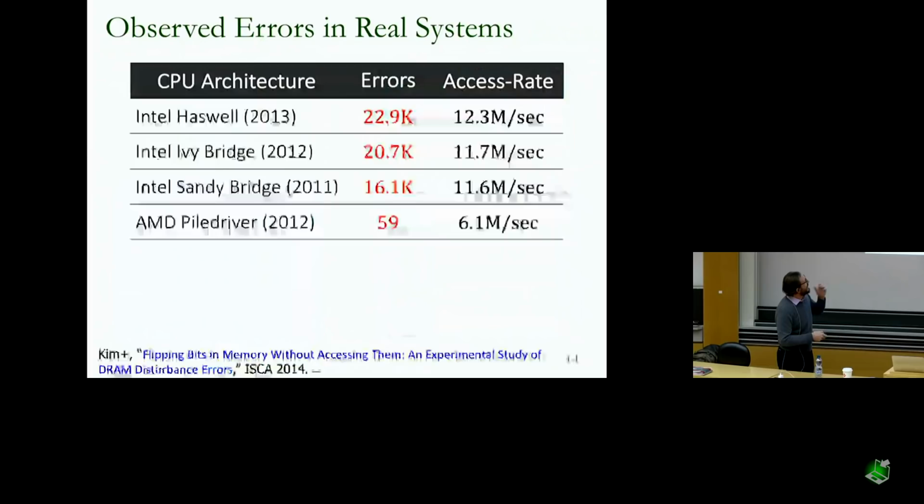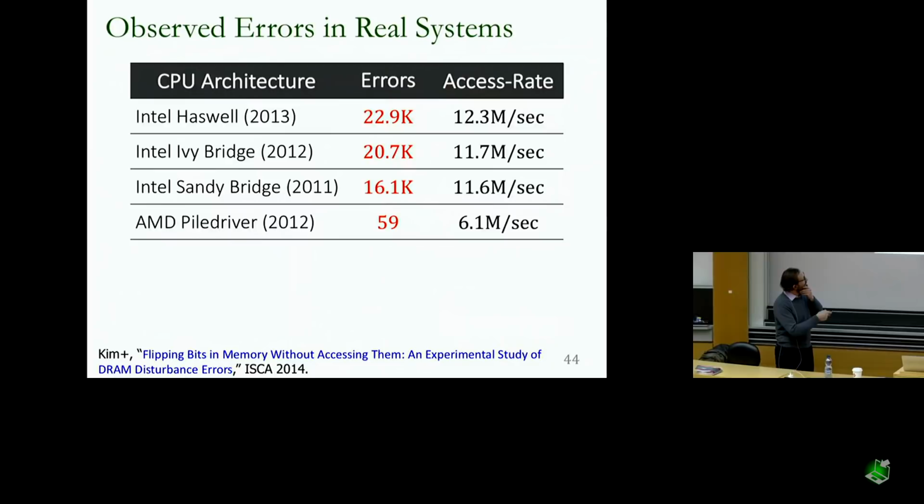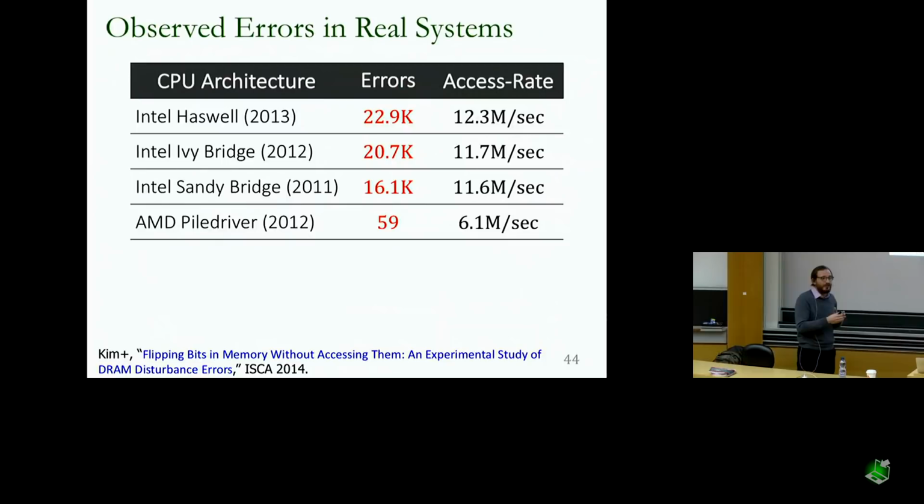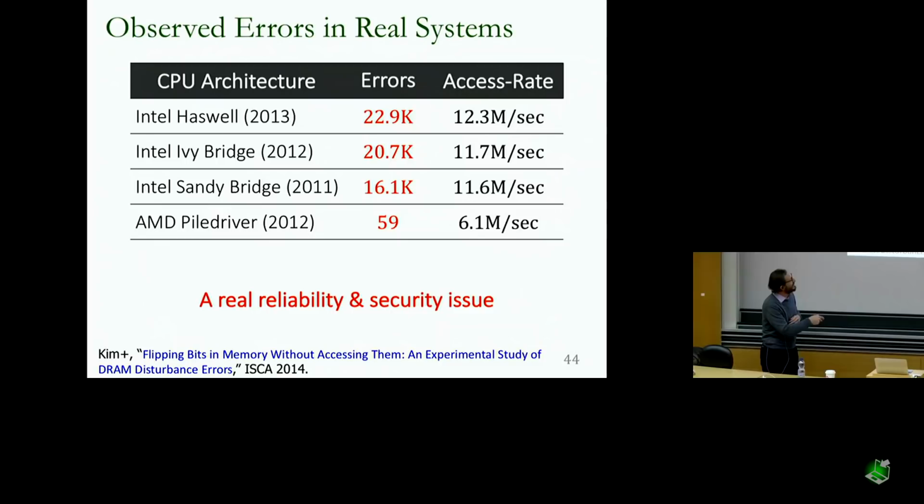Okay, so this actually happens in real systems. We've tested real systems, and when you run this program on different real systems, you get a lot of errors. And the errors are correlated with how fast you can access memory in these systems. So that's a real reliability and security issue.